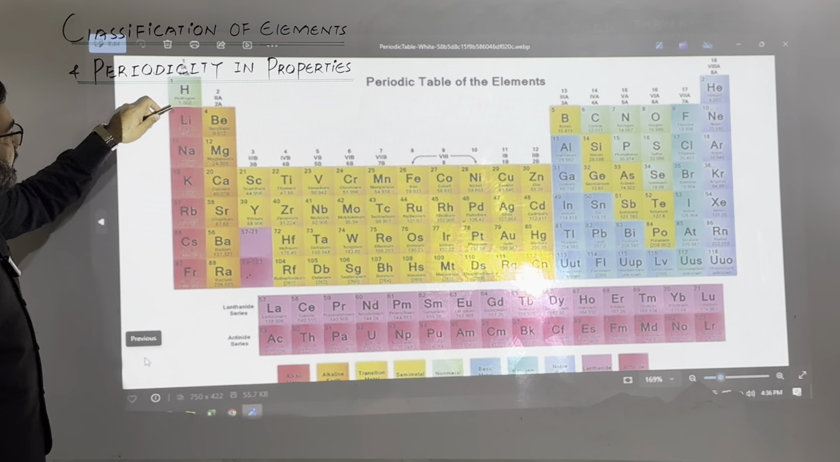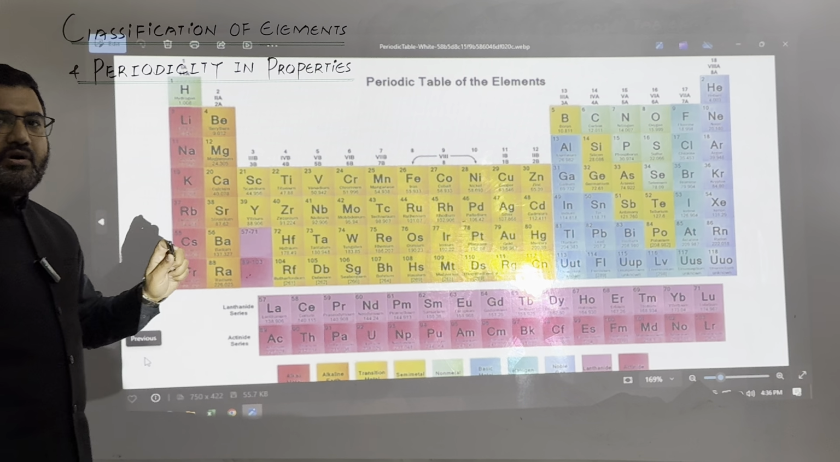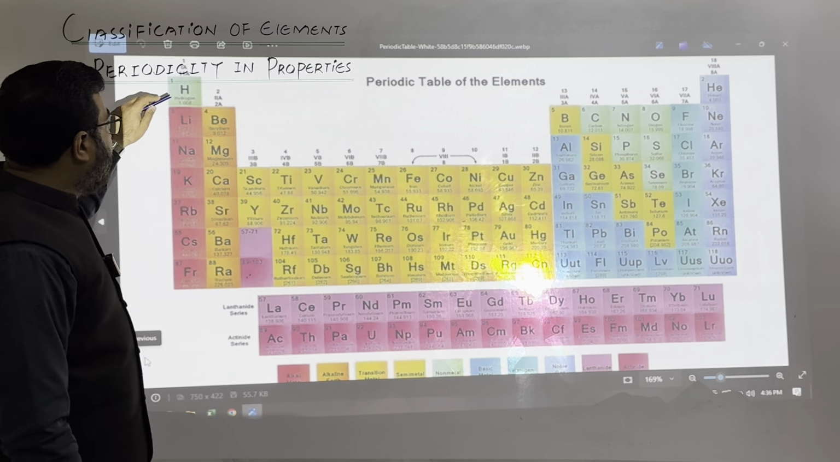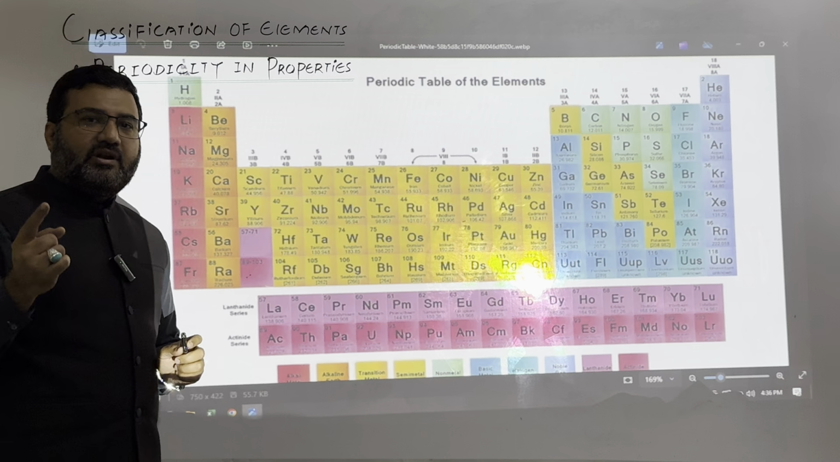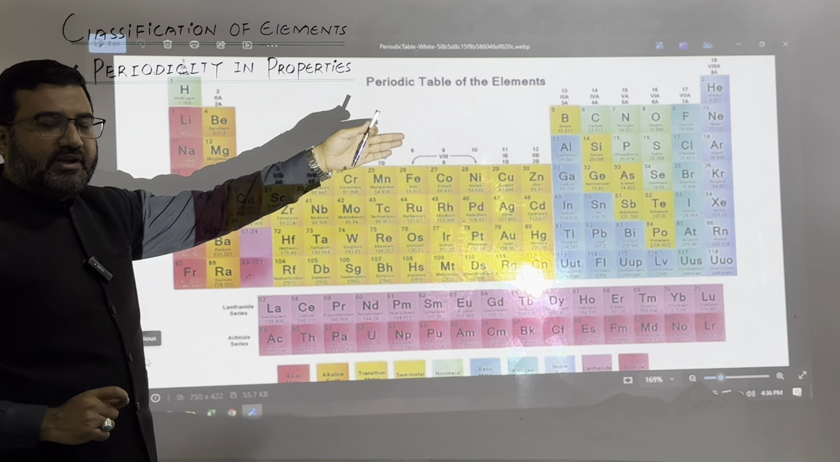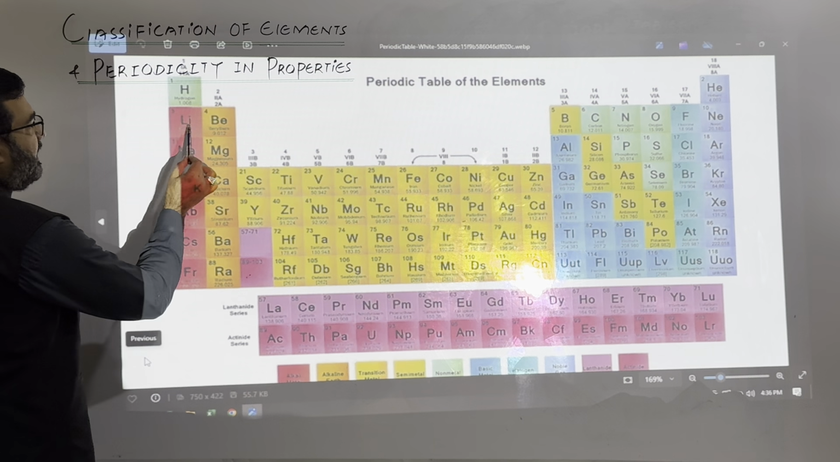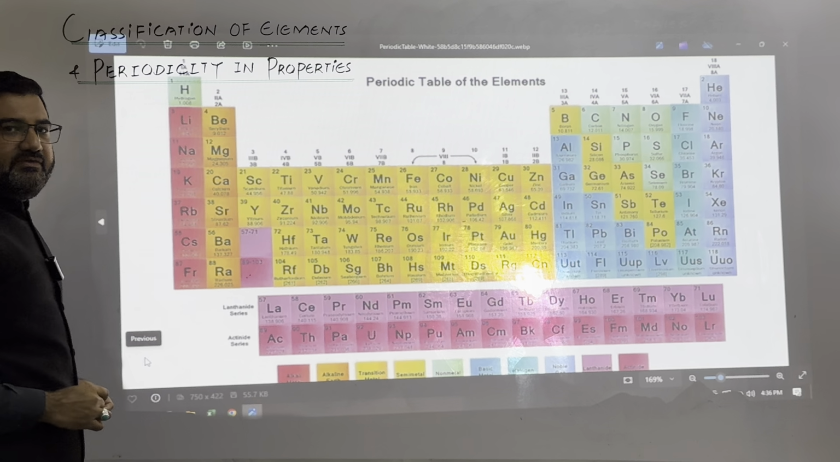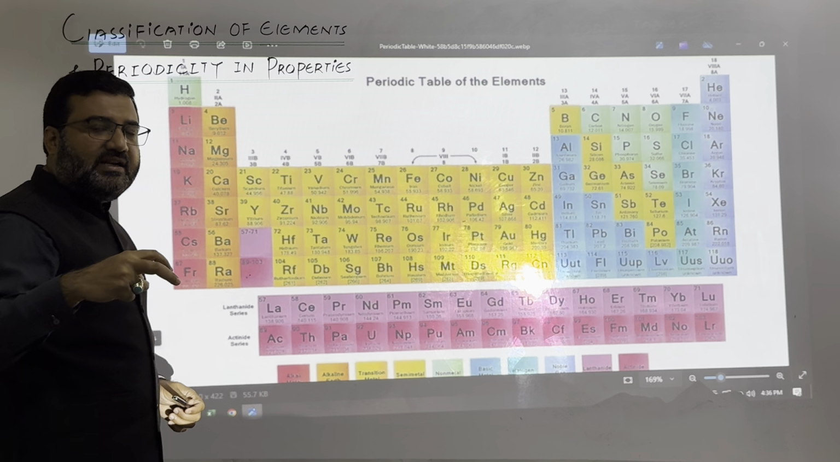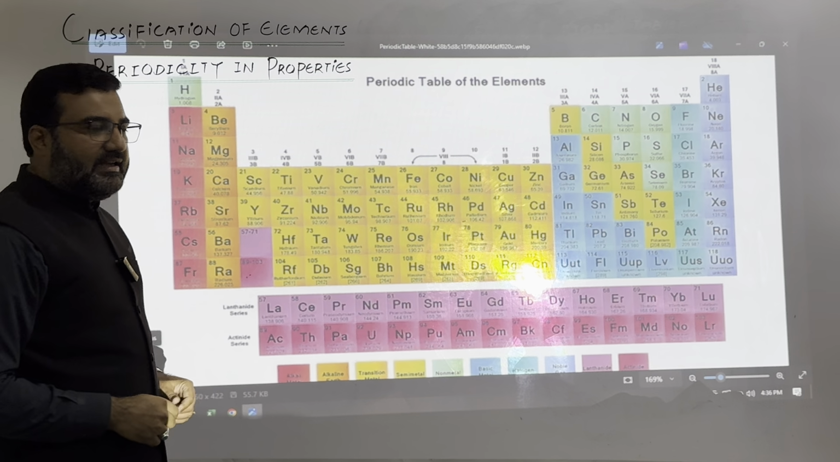Now, this period number actually shows the number of occupied shells in the elements of that period. If we have period number 1, it means there will be only one occupied shell in hydrogen and helium, who are the members of period 1. Similarly, in period 2, the 8 elements will have 2 occupied shells, meaning there will be electrons in the first shell and their second shell will be the valence shell.